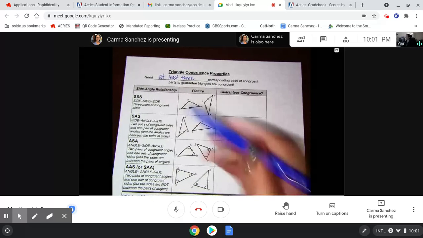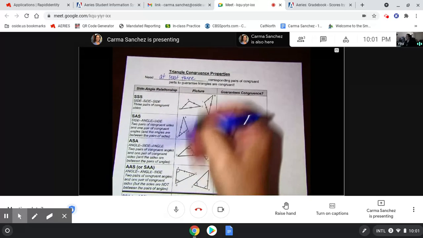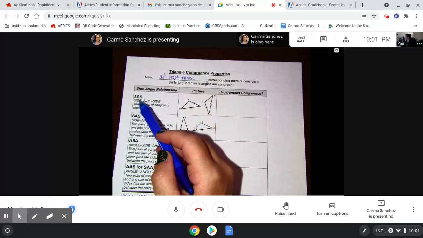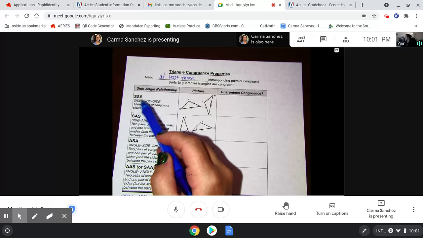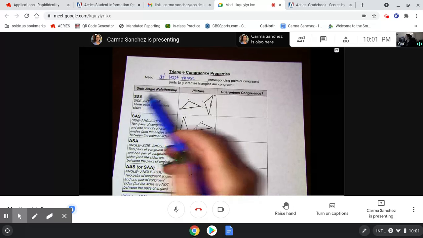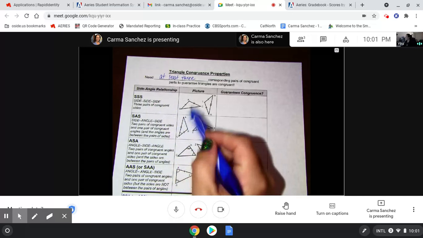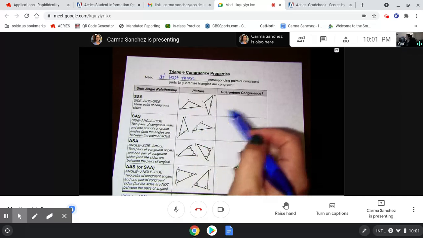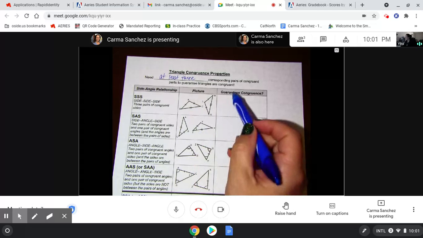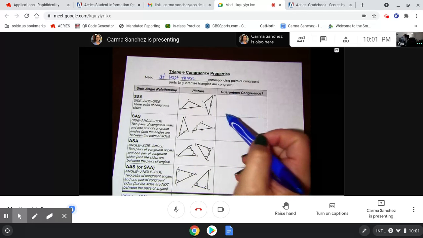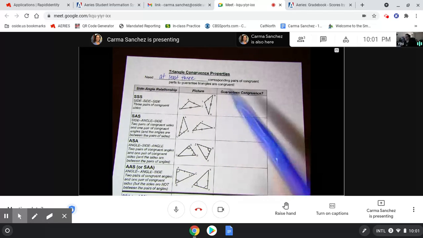And then these are the 3 things that we need. These are all the different postulates, the different properties we're going to learn right now. So the first one is side, side, side. That means that the triangle has 3 pairs of congruent sides. If we know that the triangles have these, then we can say that they're congruent. So does it guarantee congruence? Yes. So let's go ahead and write this down and we're going to highlight as we go.